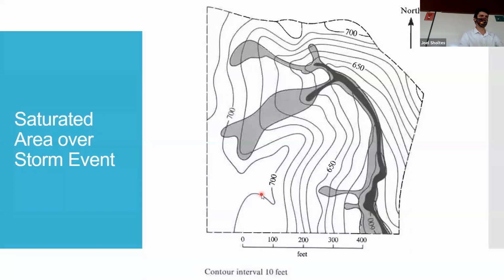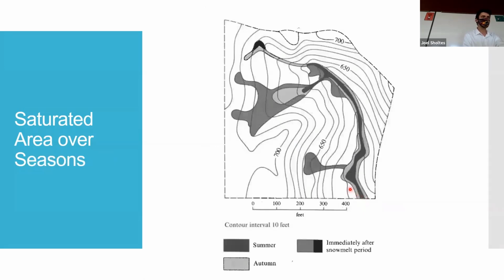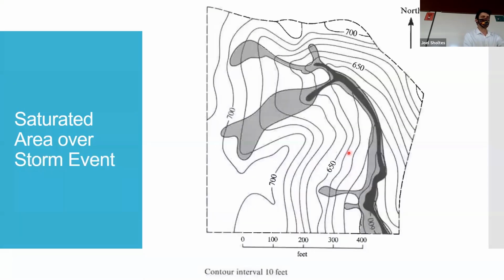We can look at what saturation looks like visually from a plan view, and over a storm event. The darker would be saturated soils, the gray would be maybe less saturated soils. You can see that this isn't a creek, it's just a little watershed, and you've got some swales or some low areas that are wet. The dark would be before a storm event, and then as it rains, that saturated area extends up further uphill, and you get a larger area.